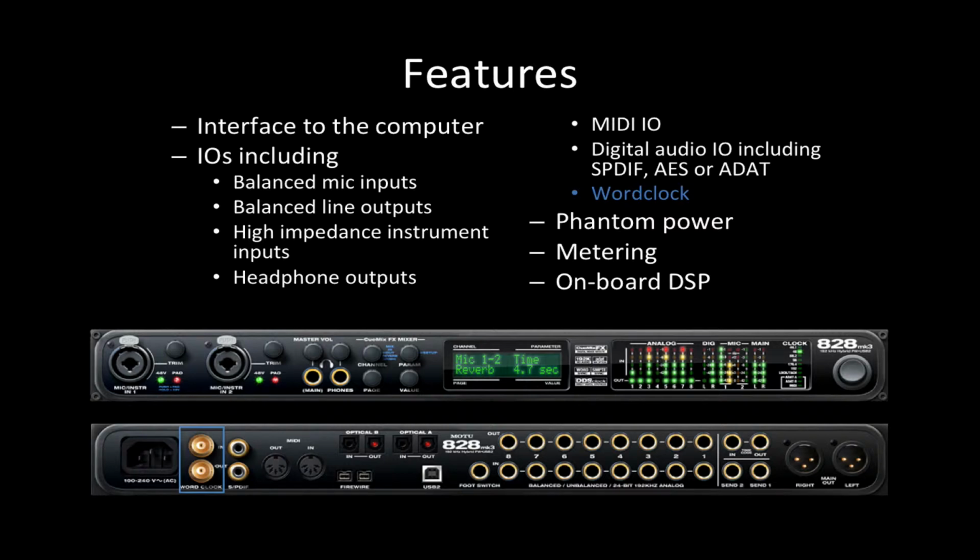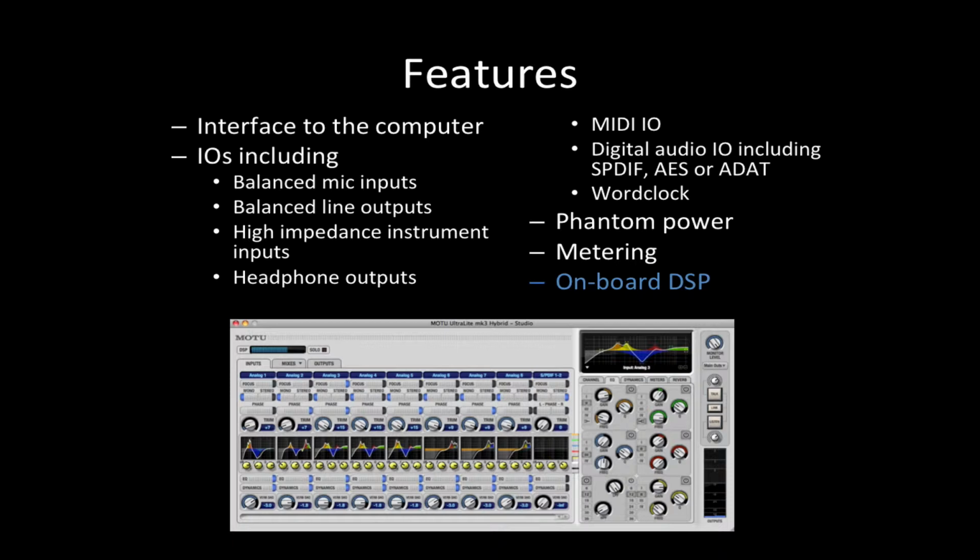This device offers word clock input and output for synchronizing with external digital devices. It provides phantom power for professional condenser microphones. It offers a range of signal metering options, and this particular device provides onboard digital signal processing in the form of a mixer. It also provides equalization and compression on every input and output. One feature of this mixer is the ability to route inputs to various outputs via mixing buses, and I'll discuss the implications of this later on in the video.